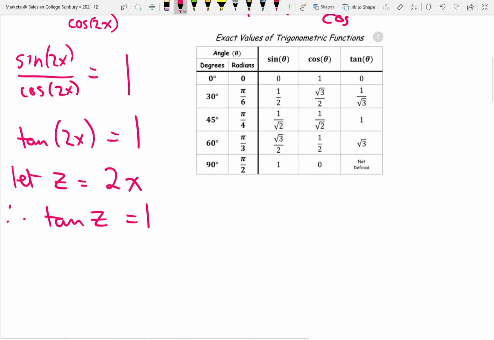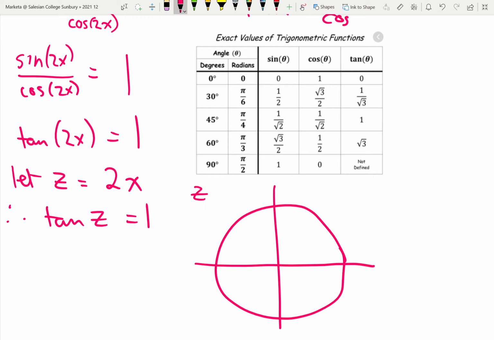This makes it quite nice because we can draw our unit circle in relation to z. And we can say, well, here's 1 in the table of exact values. That gives us pi on 4 as the angle for tan. That's a pretty easy one to remember anyway: tan 45 is 1, or tan pi on 4 is 1. We know that tan is positive in the first quadrant because tan is sine over cos, and both sine and cos are positive, so positive divided by positive is positive. The next place where tan is positive is in the third quadrant, because again it's sine over cos, and in this case both are negative, so negative divided by negative gives us positive.